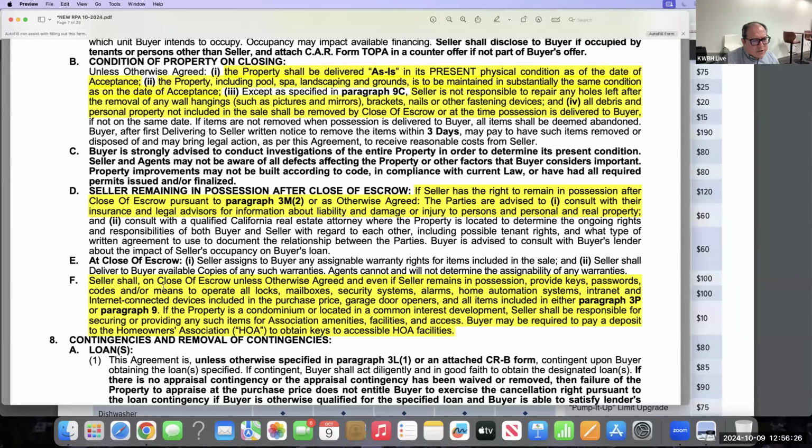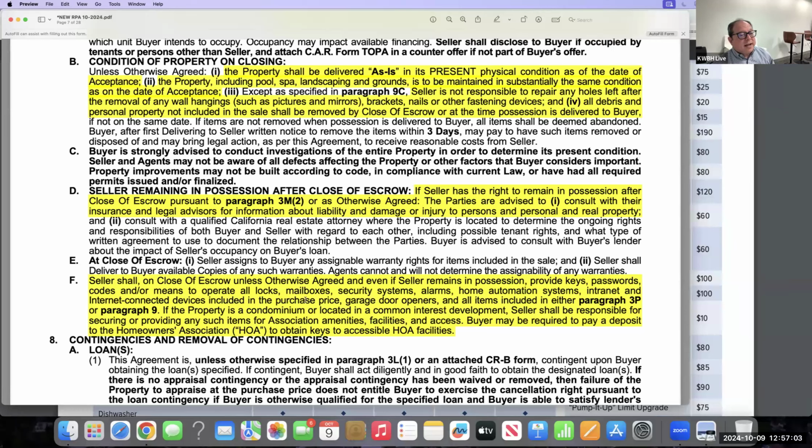All right. Seller shall, on close of escrow, provide keys, passwords, codes, means to operate all locks, mailboxes, security systems, alarms, home automation systems, intranet and internet connected devices included in the purchase price, garage door openers, and all items included in the paragraph where it says inclusions. If the property is a condo, seller shall be responsible for providing any items from the association. Buyer may be required to pay a deposit to the HOA to obtain keys.